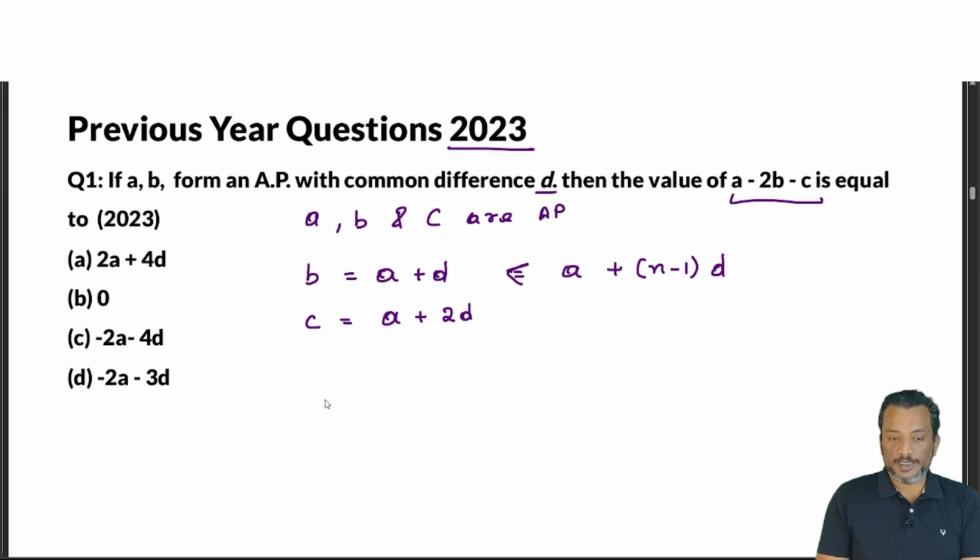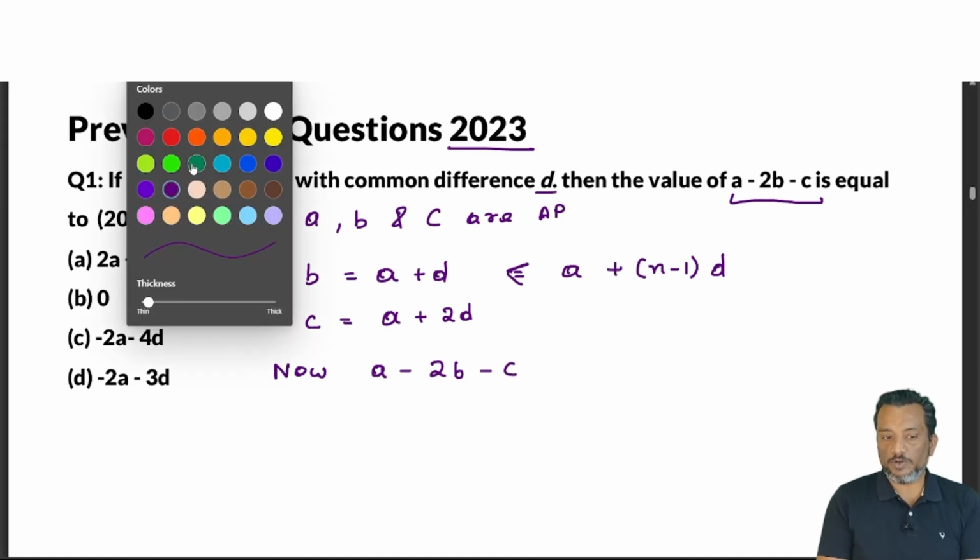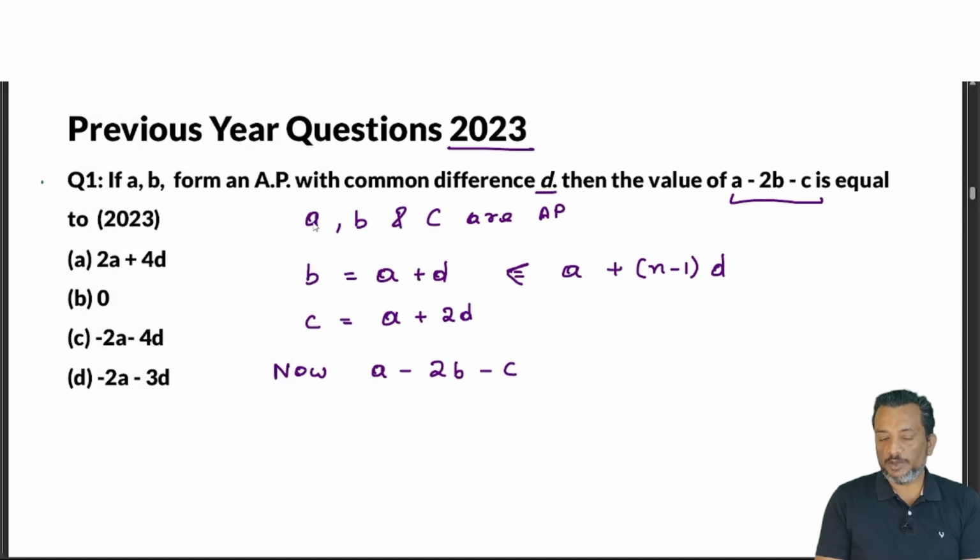Okay, now the question is given. So we can say here 2, it is already given. Now A minus 2B minus C. So now you can see you have got the value of A, A is the first term, you have got the B value, you have got the C value. Now what you have to do, you have to substitute every value.